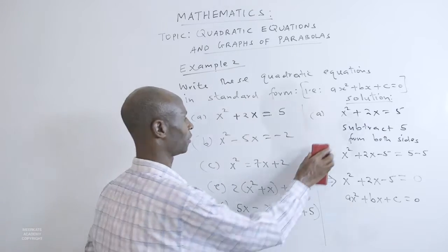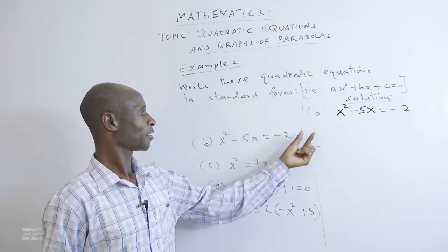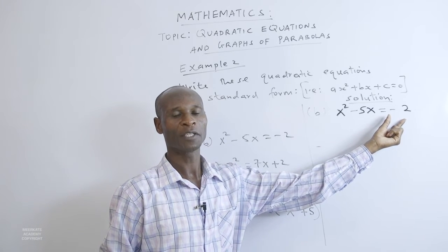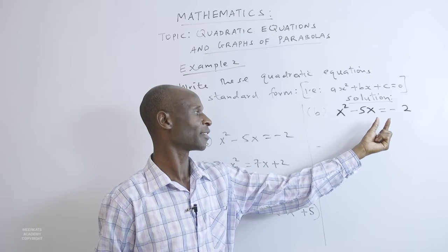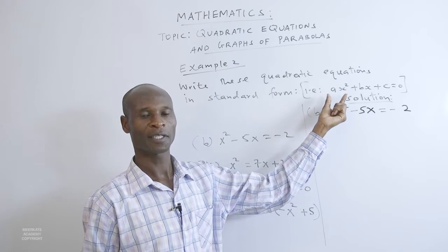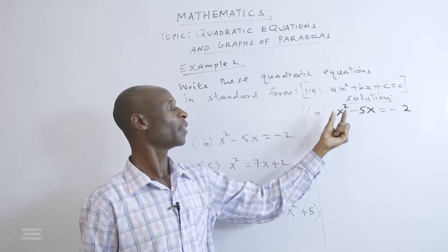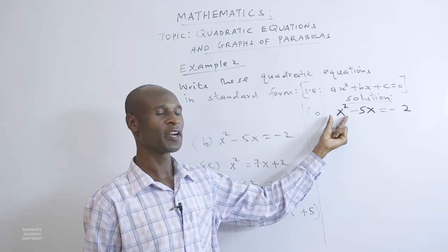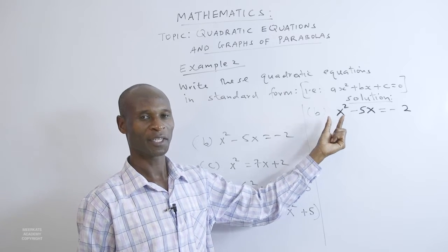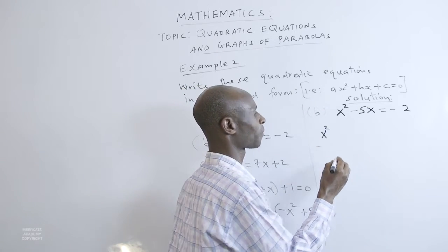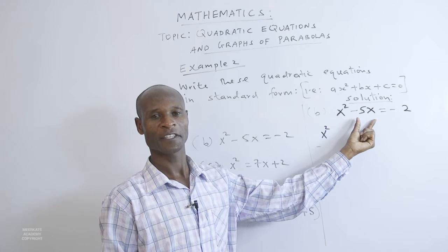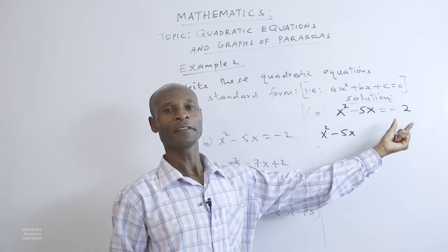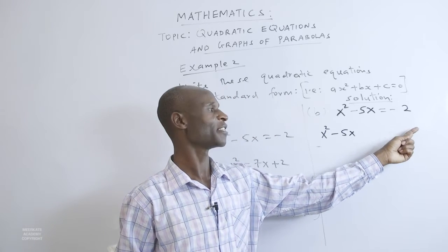Try part B. Now class, if we study part B very carefully, you'll again realize that the constant term is on the right-hand side. And as I mentioned earlier, when you want to express in standard form of a quadratic equation, all the terms must be on the left-hand side. So in this case, the quadratic term is already on the left-hand side, so we retain it. The linear term, which is minus 5x, is on the left-hand side, so we retain it. Then the constant term is on the right-hand side and is negative 2.